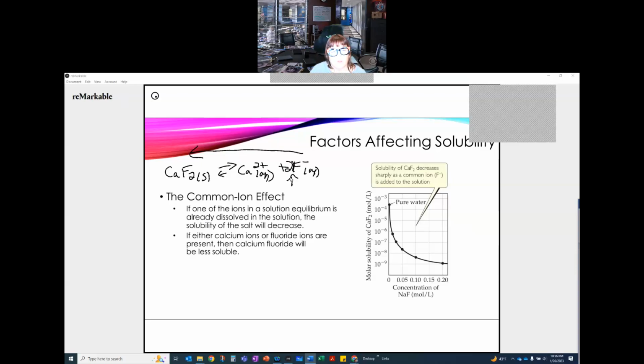So that's an interesting thing, one that we really haven't dealt with so far. We'll get into the math that goes along with this. But we know that when there's a common ion, that changes our solubility. And having a common ion present means that we are generally less soluble than we were before. Now, how does that work? What does that look like?